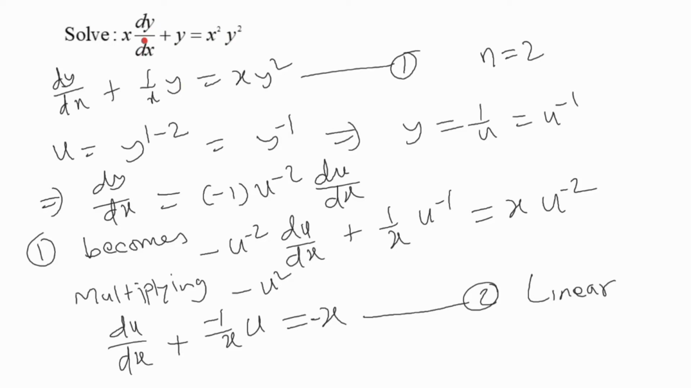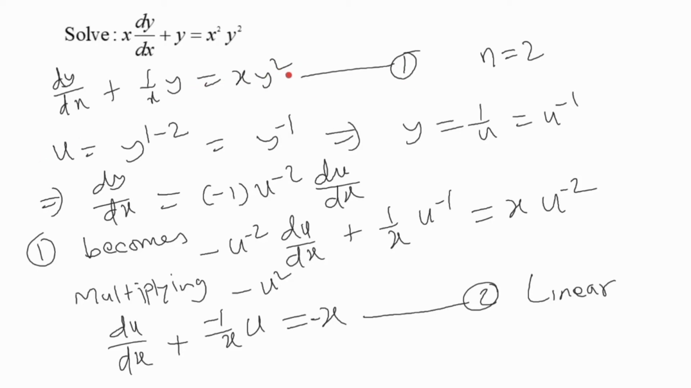Here this equation is not in standard form. We have to make it standard form. We can see here the coefficient of dy/dx is x, so we divide this equation by x. Then this equation becomes dy/dx + (1/x)y = x y^2. So this is the standard form of the equation.